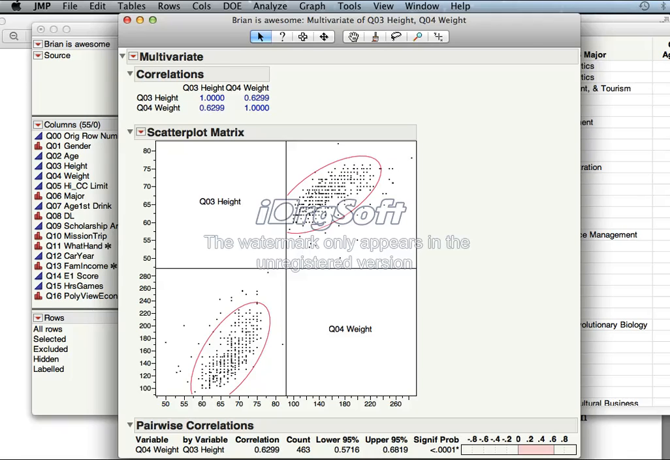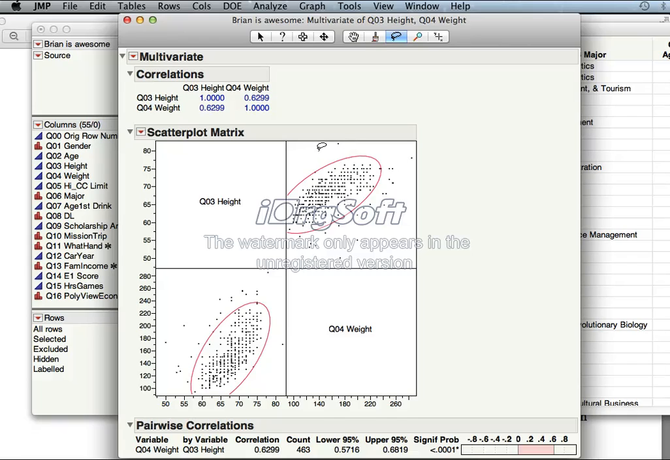Let's try an interpretation for fun. You don't need this on the project. I am 95% confident the true correlation between height and weight for Stat 201 students is contained in the interval 0.5716 to 0.6819. Same interpretation that we've always been using. Good interpretation check. So, with this in mind, this is actually a very, very significant correlation.